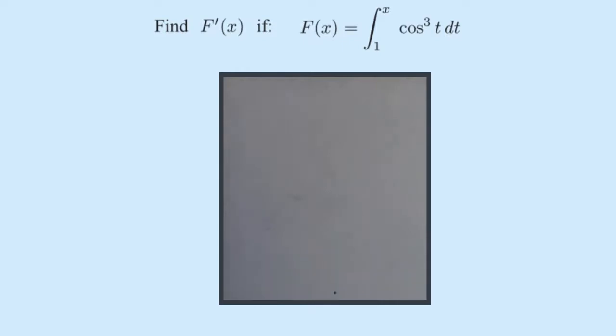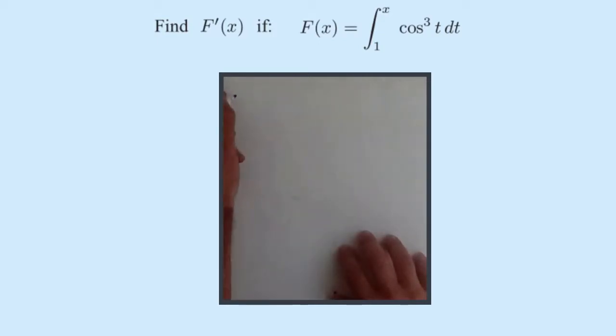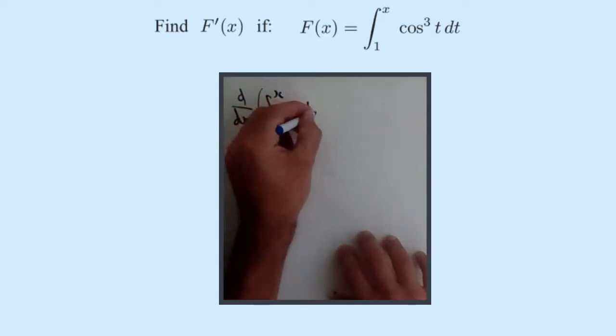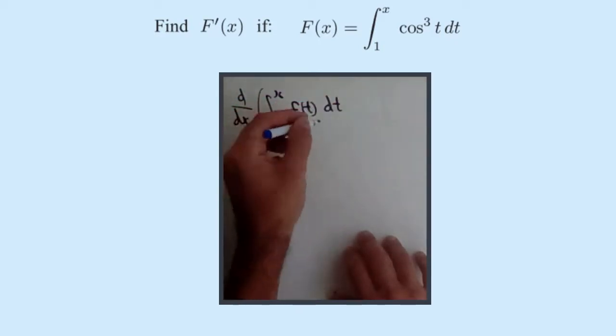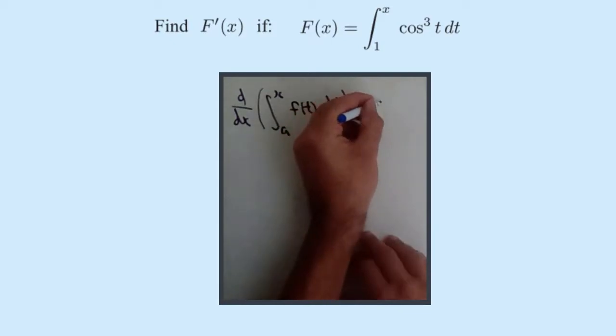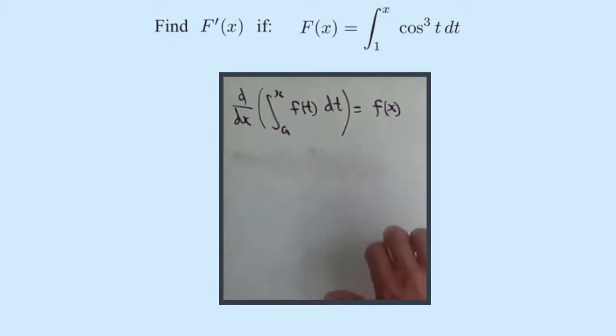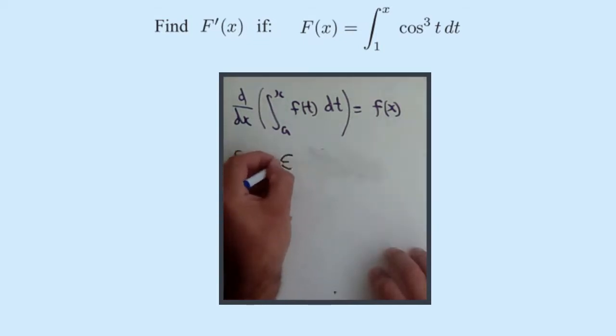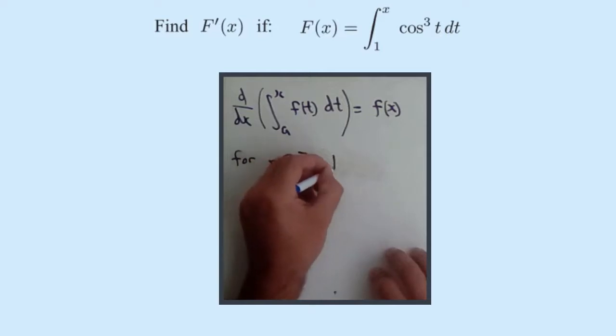This is all about the fundamental theorem of calculus, which says if f is continuous on the closed interval between a and b, then d over dx, so the derivative with respect to x of an integral between a and x of f of t with respect to t, equals f of x. That would work for any x in the open interval between a and b.